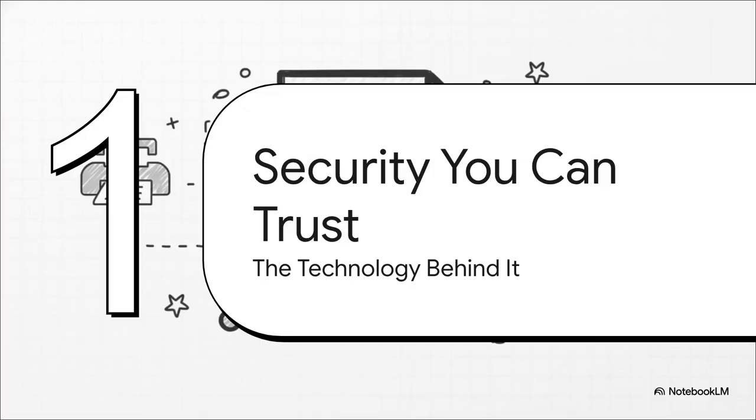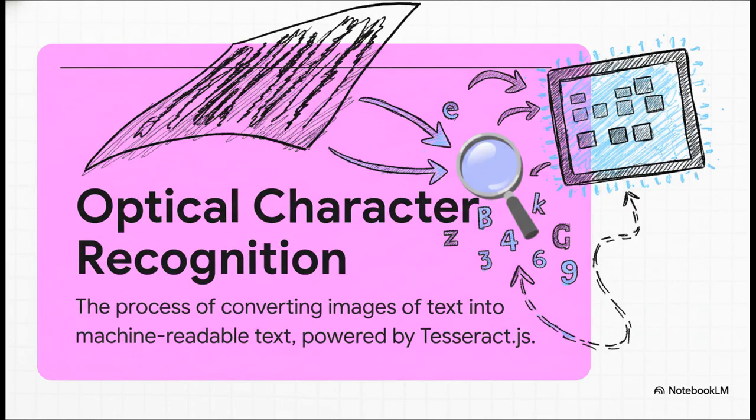So that's how it works, but you're probably wondering, why is it so secure? Let's peel back the curtain a little and look at the technology that makes this whole thing so trustworthy for your most sensitive files. At the very heart of this is optical character recognition. PrivacyScrubber uses this really powerful open-source engine called Tesseract.js. Its job is to look at the image of your document, read the characters, and turn them into digital text that our scrubbing engine can actually understand and work with.